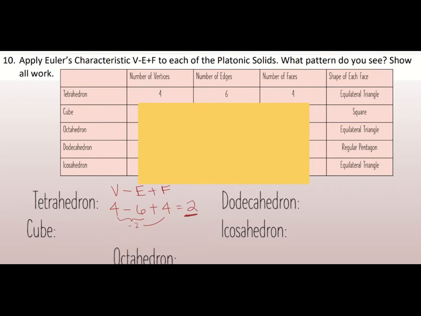After you compute this for each of the remaining 4 Platonic solids, you need to explain what pattern you see. There is a pattern that comes out of here, and you need to explain that pattern and show your work.